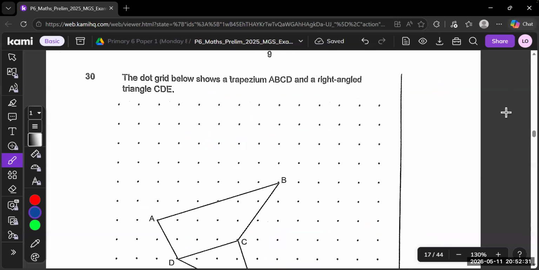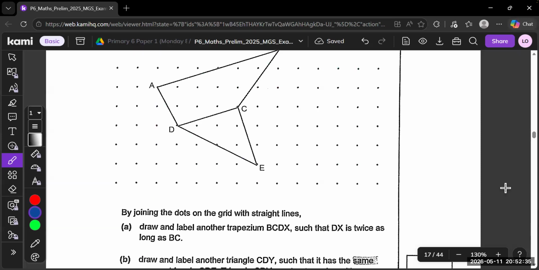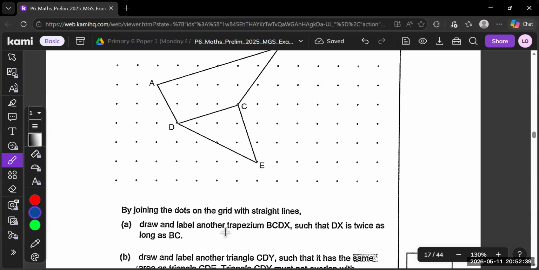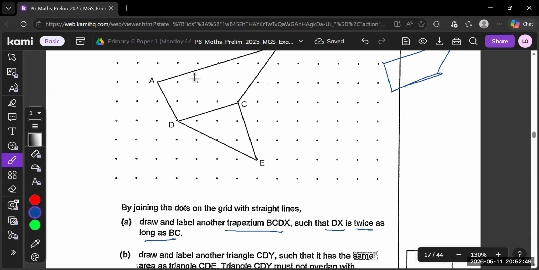All right, let's go to question 30. Okay, question 30, you must do your sketch. If you don't do your sketch, you may have hard time trying to draw this. Okay, can you draw and label another trapezium such that DX is twice as long as BC? Now you have to sketch. Now, if you don't sketch, you will be doing a lot of guess and check, which we don't want to do, right?